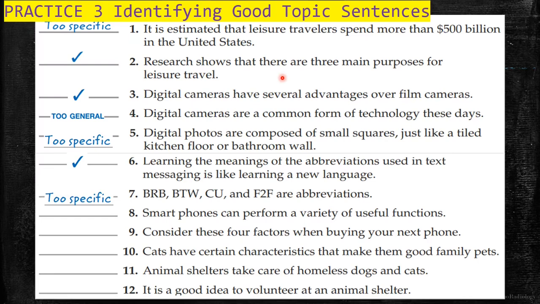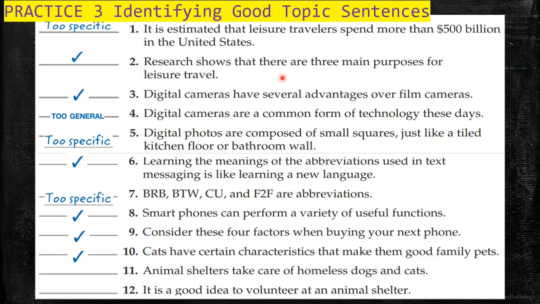Smartphones can perform a variety of useful functions. It's good. It can be a little bit too general though. Consider these 4 factors when buying your next phone. Perfect. Cats have certain characteristics that make them good family pets. I think it's a good topic sentence too.